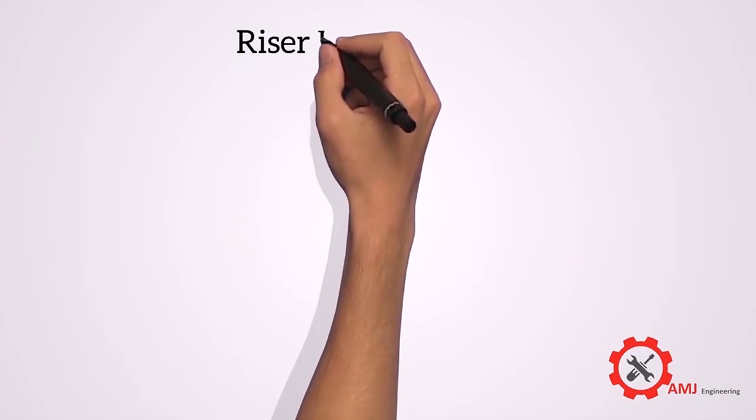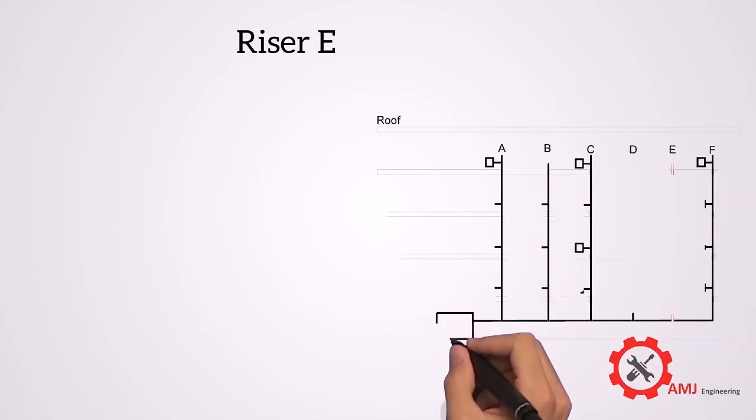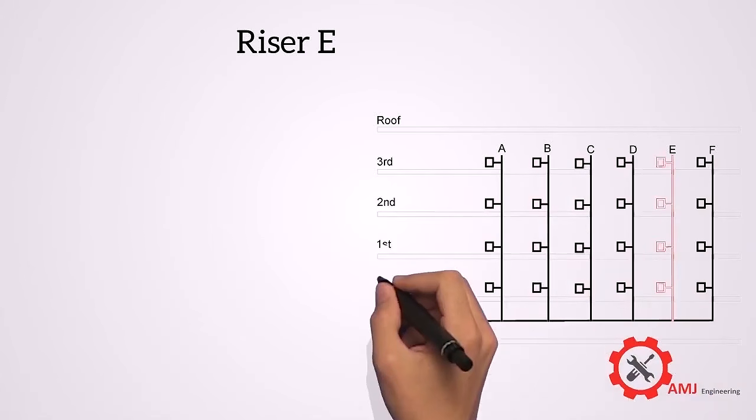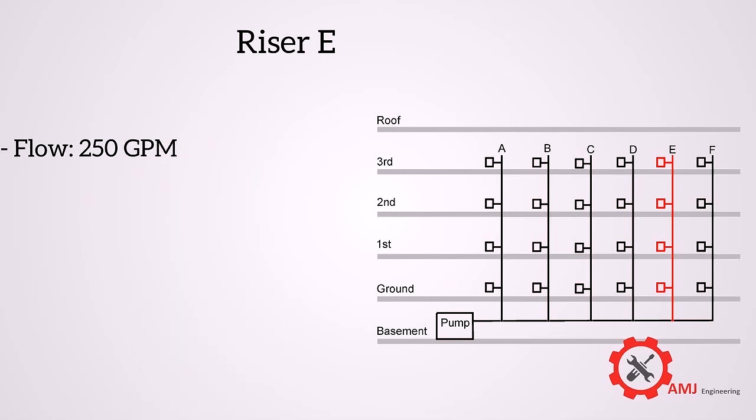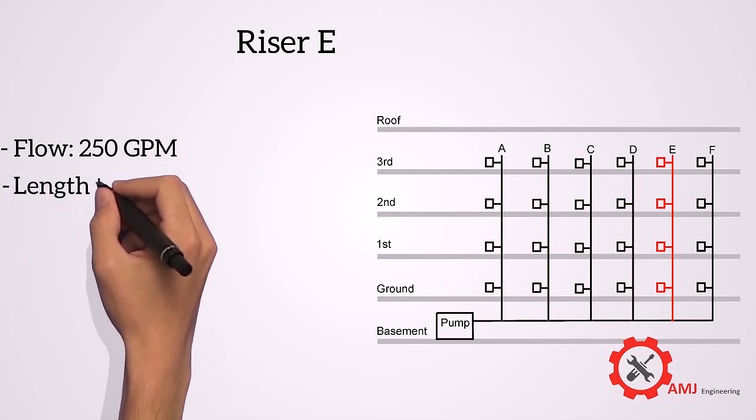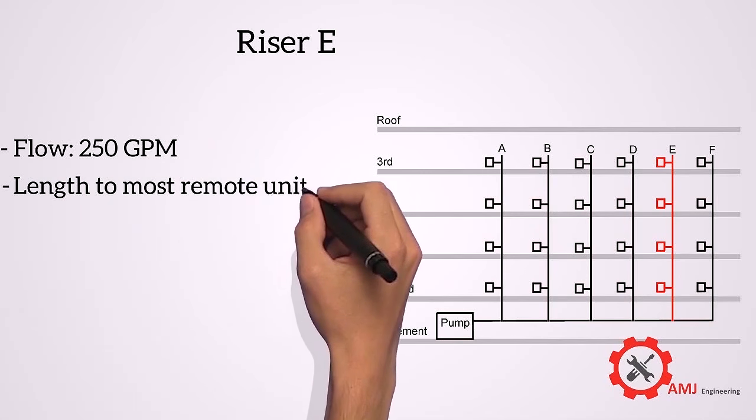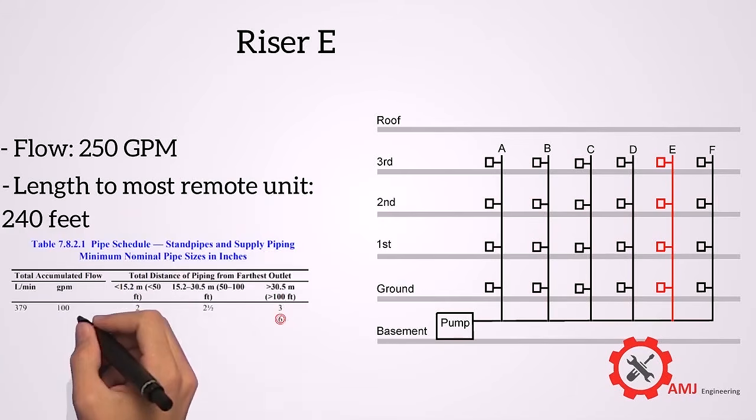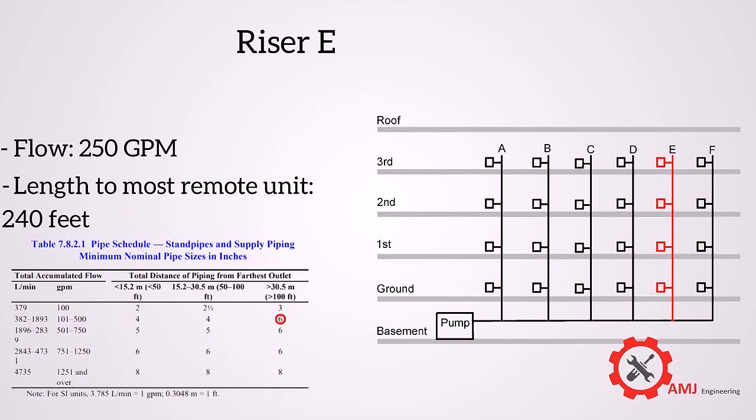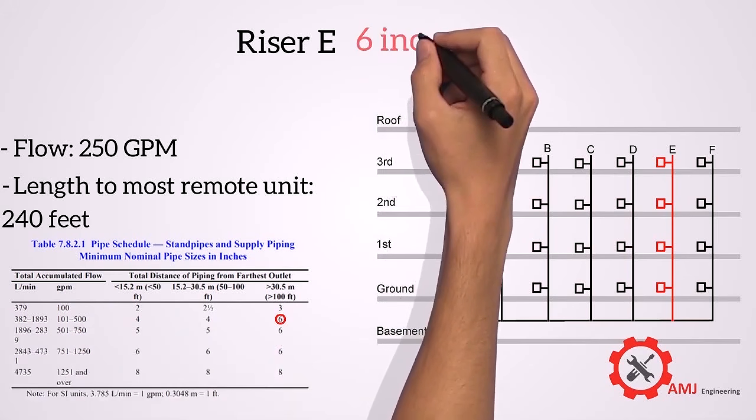For riser E, the flow is 250 GPM, which is the flow in all risers other than riser F. The length to most remote outlet on riser E is 240 feet. So from the table the required pipe size is 6 inches.